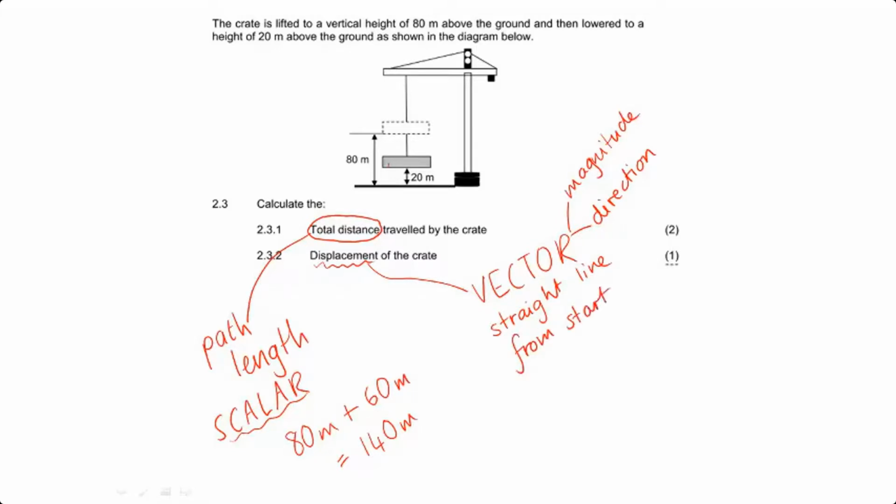So it doesn't matter what happened in between those 2 points, how the object moved up and down and whatever else. It just matters where the starting point was. It was down here on the ground, and where the ending point is, that's the ending level, that's the starting level. And the straight line from start to end is over there like that, which is an upward vector, 20 meters magnitude, and its direction is upward.